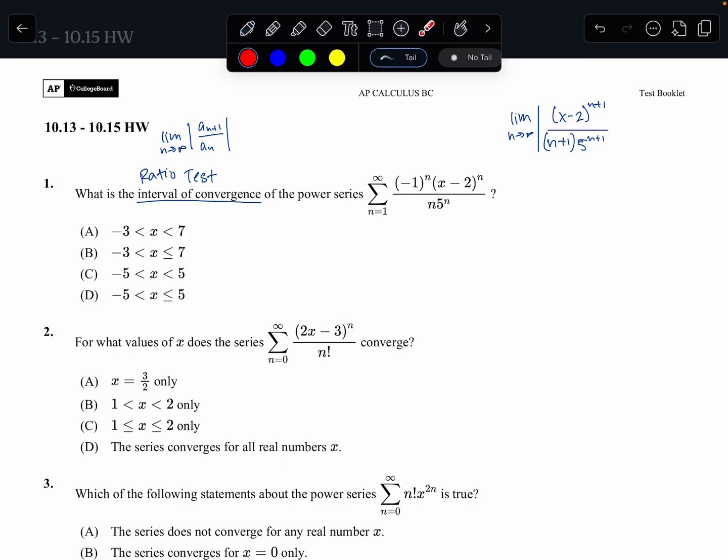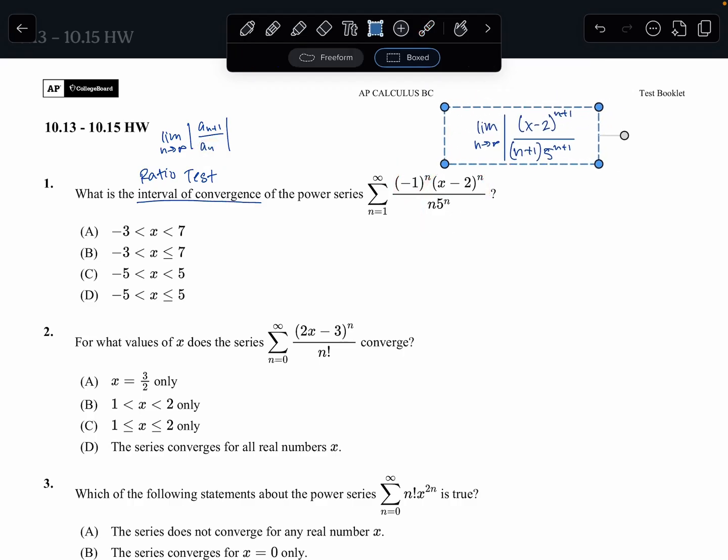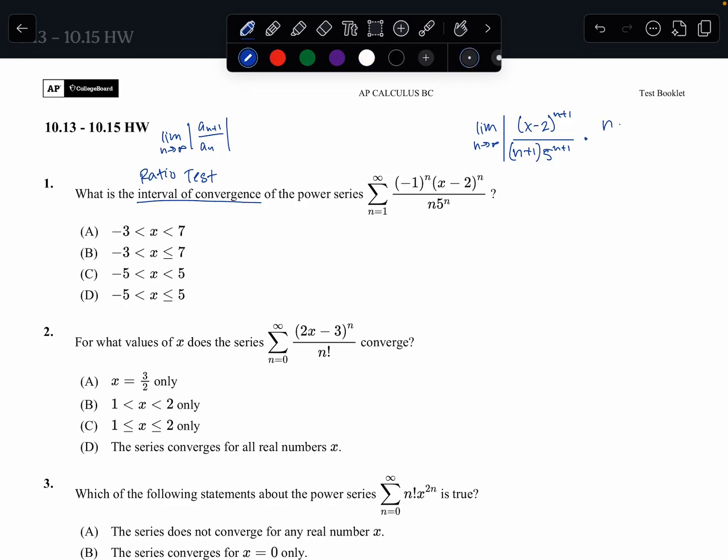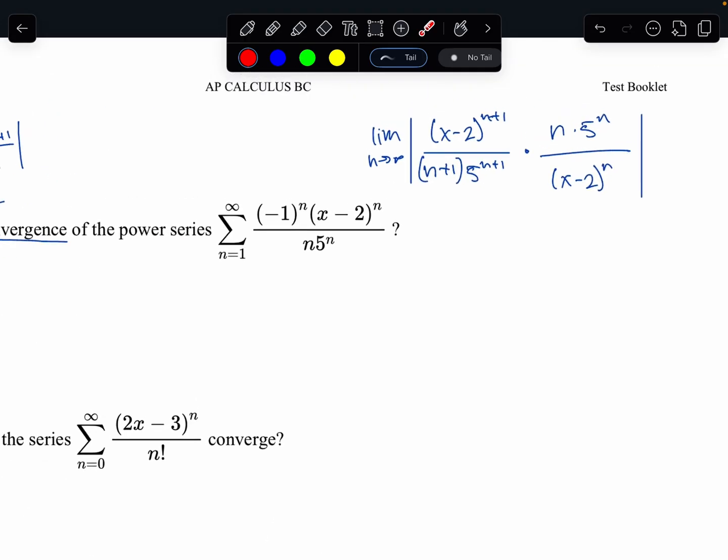And then we're going to divide this by the nth term. Now the nth term is this expression right here. So I'm going to just multiply by the reciprocal rather than divide. So the reciprocal would be n times 5 to the n over x minus 2 to the n power. And there we go. So this is the setup for the ratio test. We've gotten that far, but now we have to simplify the parts.